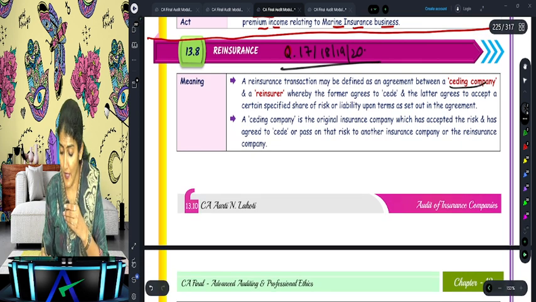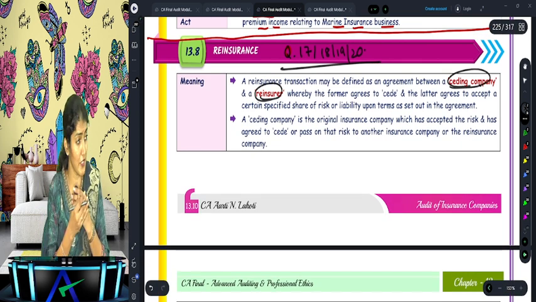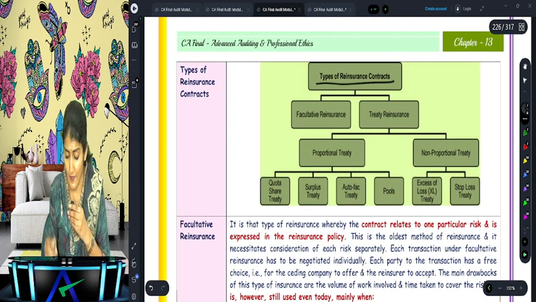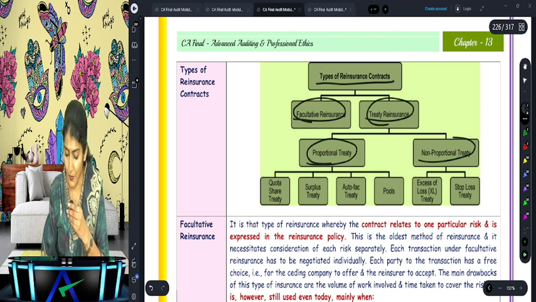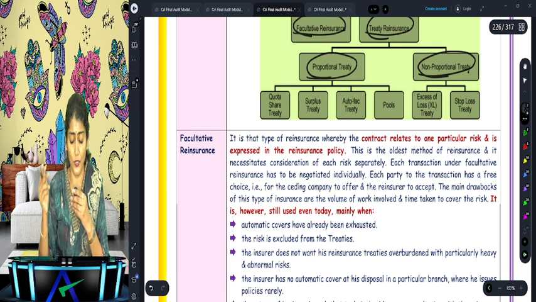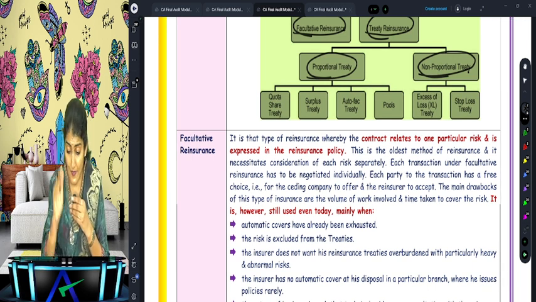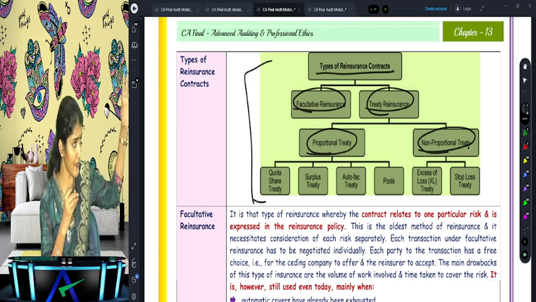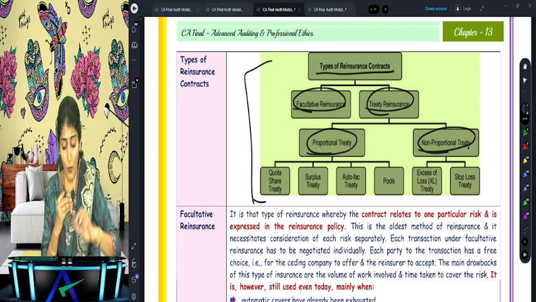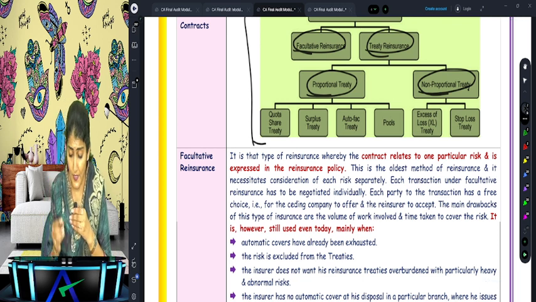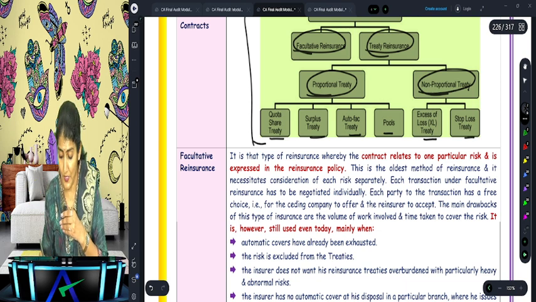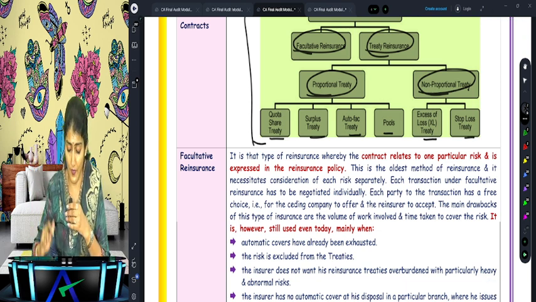Okay, right, so did I already explain to you ceding company and reinsurer? And did we also discuss the types of reinsurance contract, facultative and the treaty? And under the treaty you have the proportional and the non-proportional treaty. This is the table which is there in the study material of ICAI. Even the colors are the same, and I have picked up the same page and put it over here. Under the proportional treaty, they have given that it could be quota share, surplus, auto fac, or pools. And for non-proportional, it could be the excess loss treaty or the stop loss treaty.